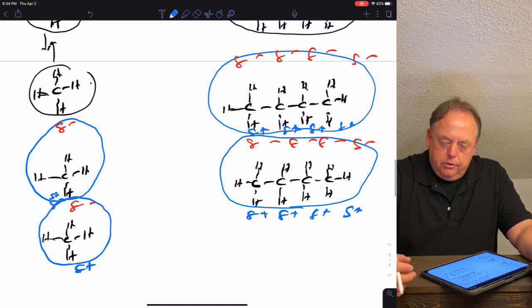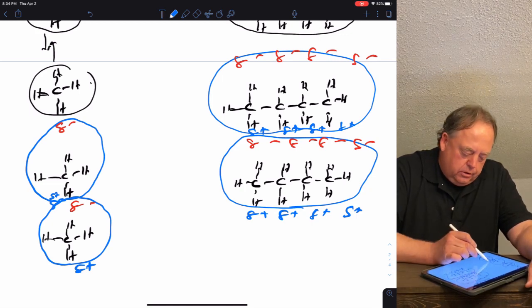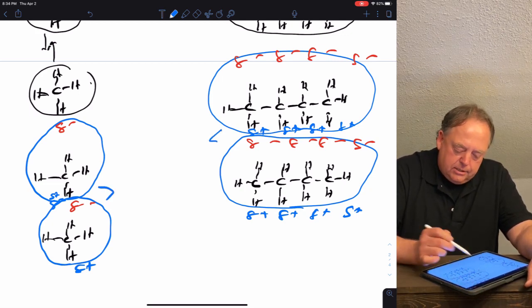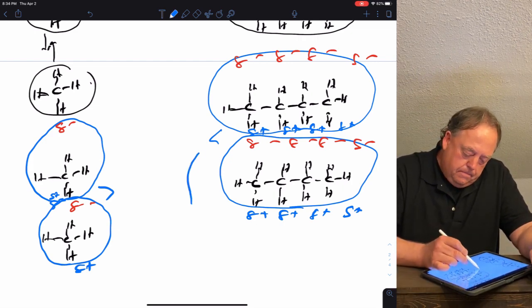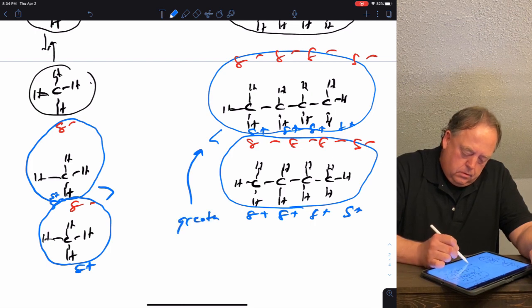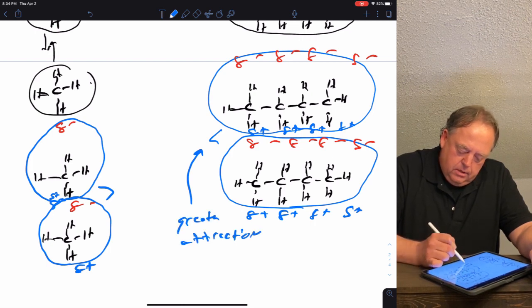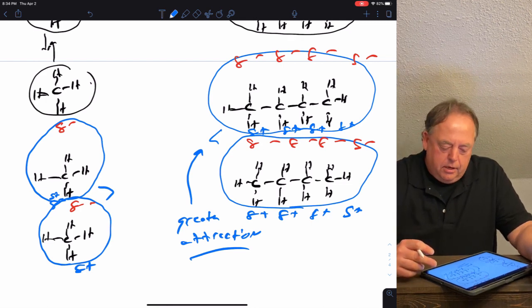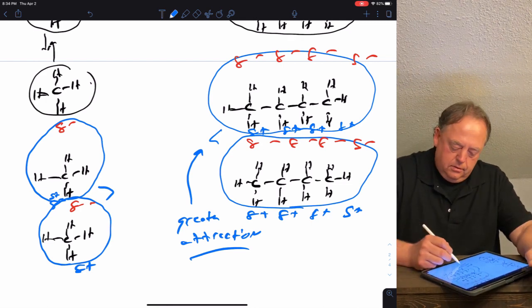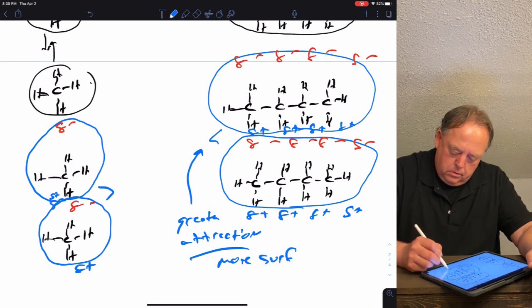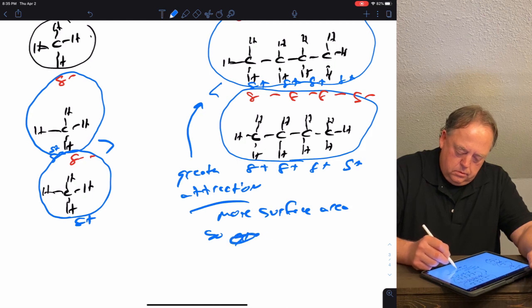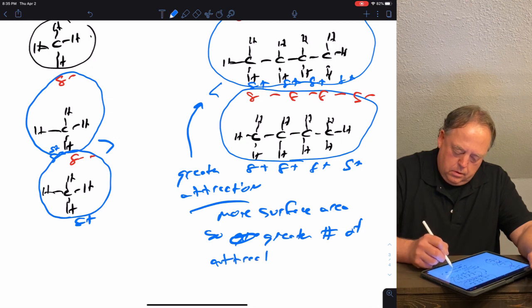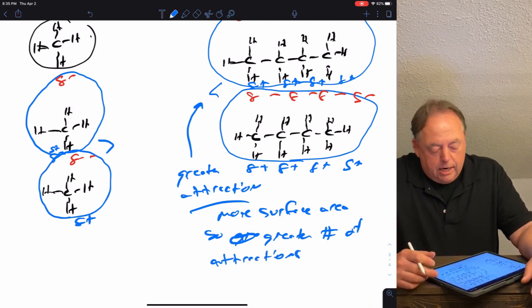So which 2 molecules would be more attracted to each other? So these 2. So positive attracted to the negative, or positive attracted to the negative here. So which of those attractions is going to be greater? It's going to be the molecule butane because there's more surface area. So there's a greater number of attractions, right?